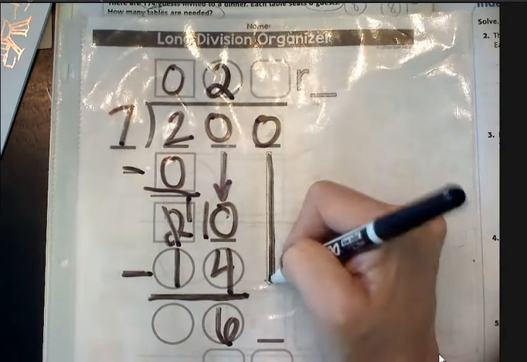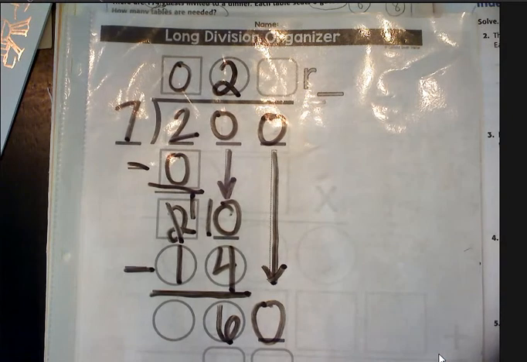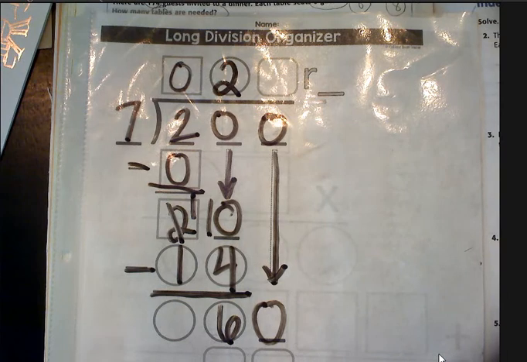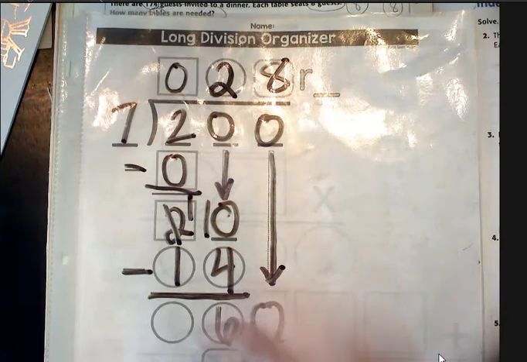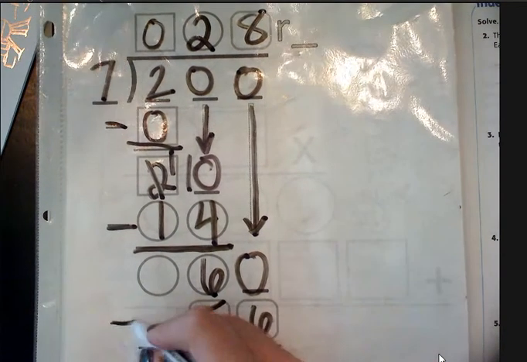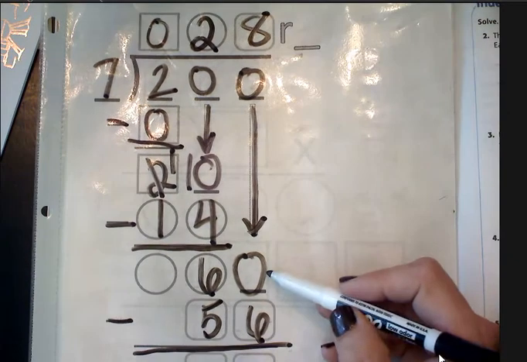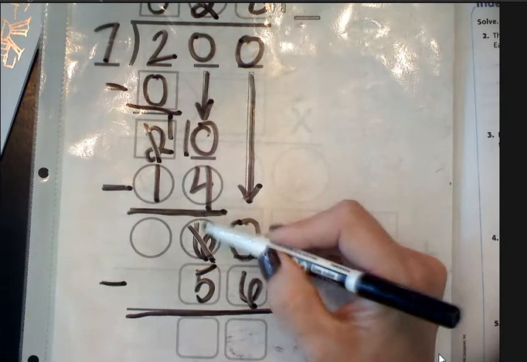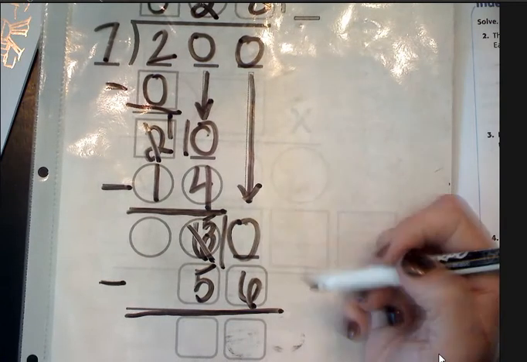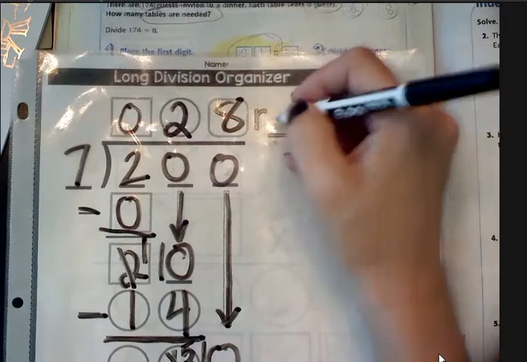Bring down my 0. How many times can 7 go into 60? Well, 7 times 9 is 63. 7 times 8 is 56. That's just under it. 8 times 7 is 56. Subtract. Can I take 6 apples away from 0 apples? No, I have to borrow. This becomes a 5. This becomes a 10. 10 minus 6 is 4. So my remainder is 4.